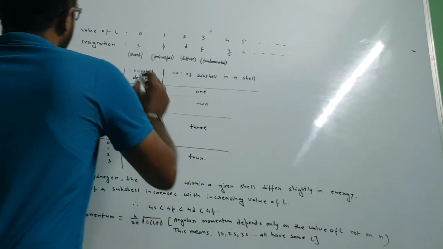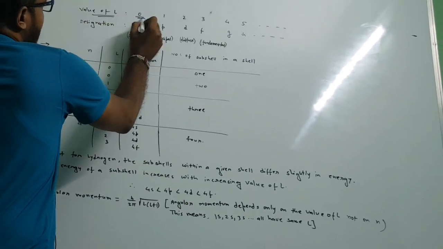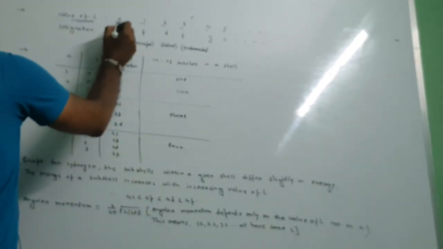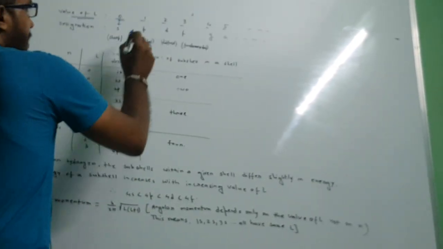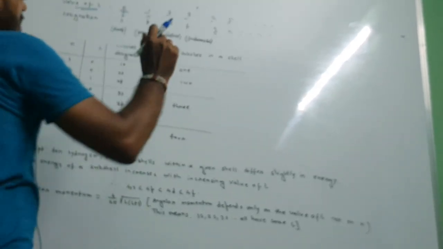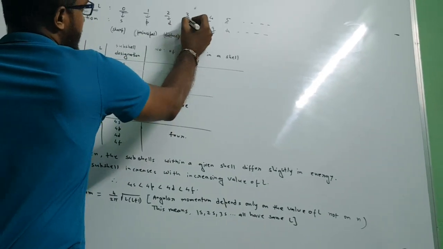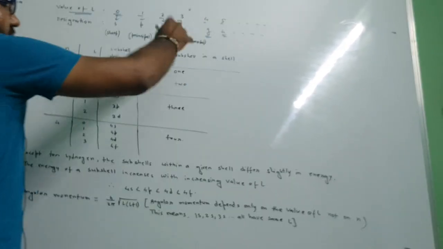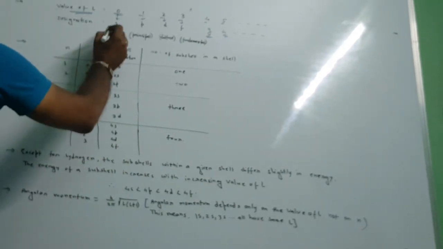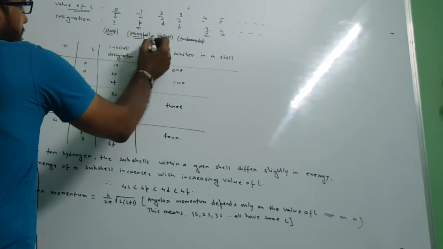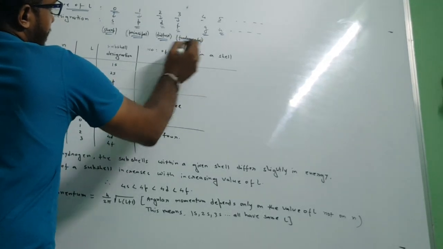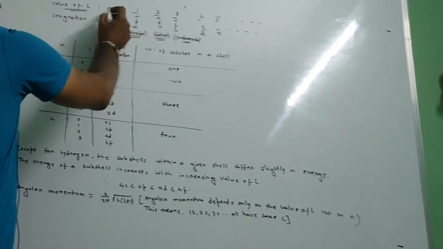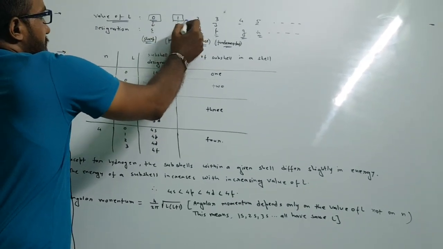So let us continue. If we have L values 0, 1, 2, 3, 4, 5, then 0 represents S orbital, 1 represents P orbital, 2 represents D orbital, 3 represents F orbitals, and after that you can continue with the alphabetical order G, H, I. Here S stands for sharp, P stands for principal, D stands for diffuse, and F stands for fundamental. So S, P, D, F, you have to remember the designation of the values of L, 0, 1, 2 and 3.